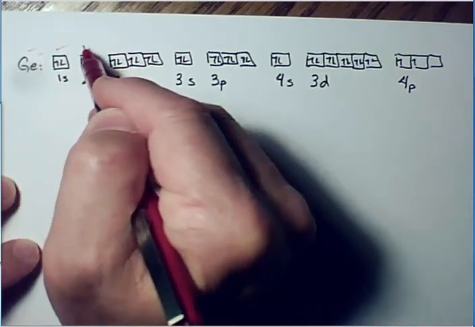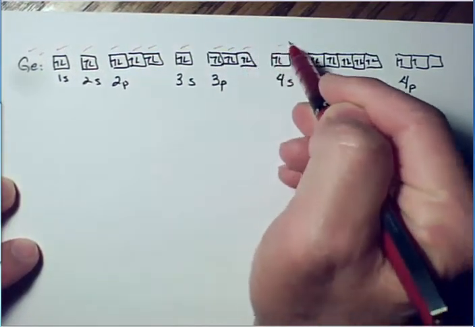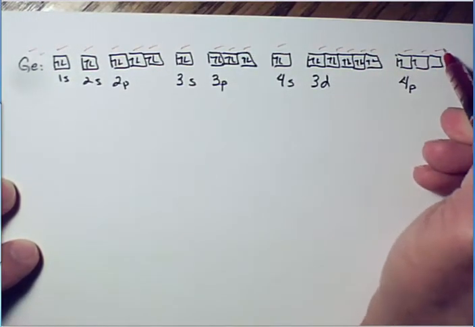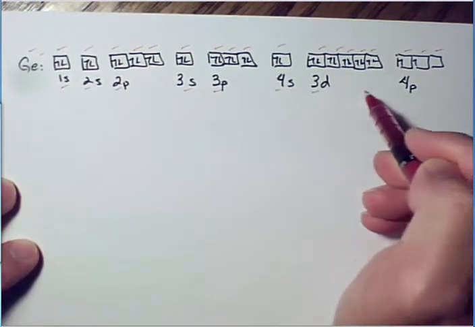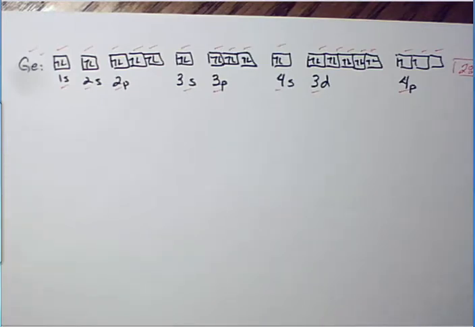1, 2, 3, 4, 5, 6, 7, 8, 9, 10, 11, 12, 13, 14, 15, 16, 17, 18, 19, 20, 21, 22, 23, 24, 25, 26, 27, 28 points. And then we want the full electron configuration.